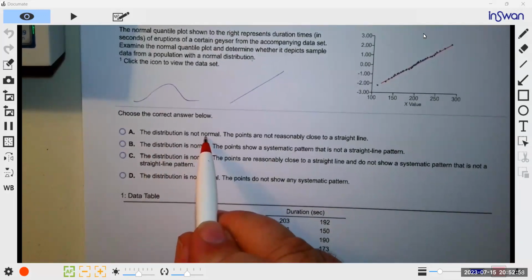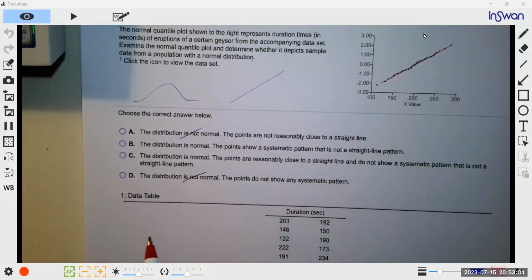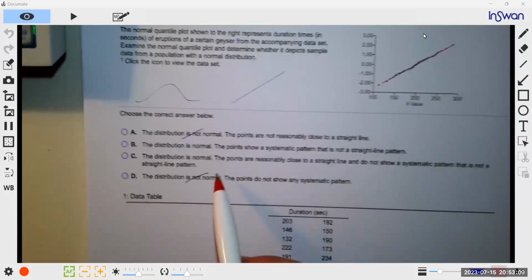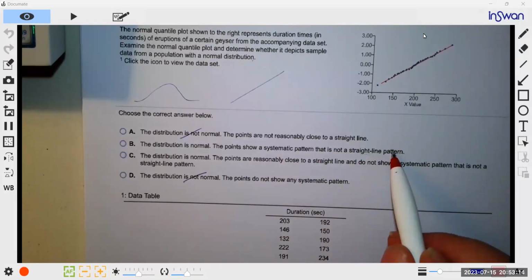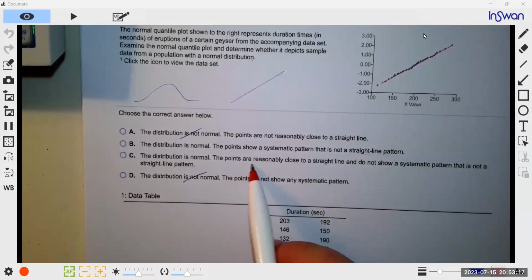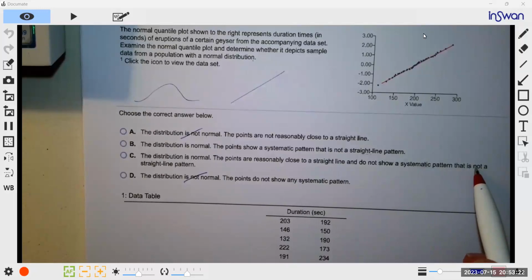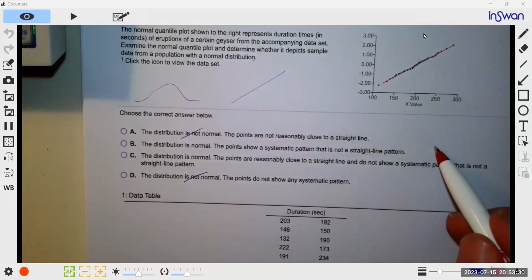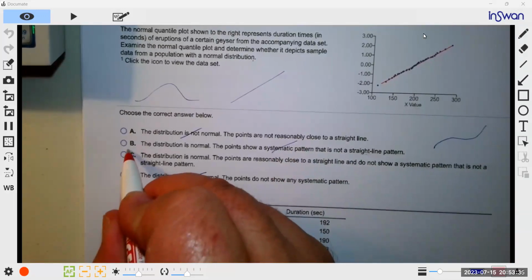So the distribution is not normal. Yes, it is because it's a straight line. So anything that says not normal, get rid of because it's pretty close to a straight line. So it's got to be one of these two. The points show a symmetric pattern that is not a straight line pattern. The points are reasonably close to a straight line and do not show a systematic pattern that is not a straight line. It's not systematic, but systematic would be if it did this. So it's not systematic. So it's C.